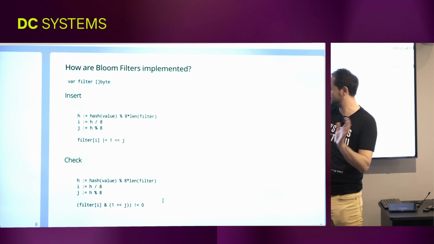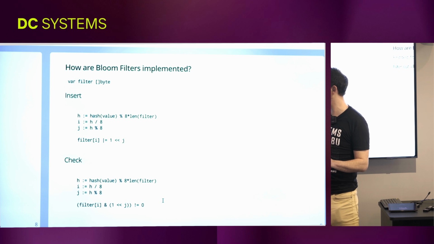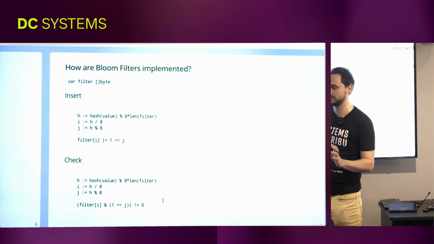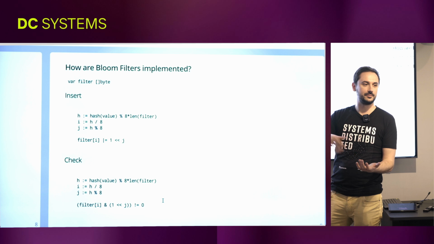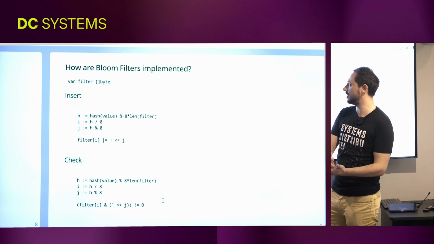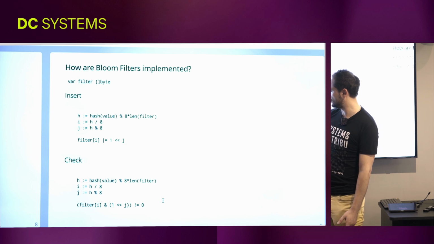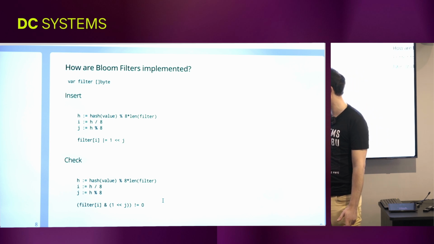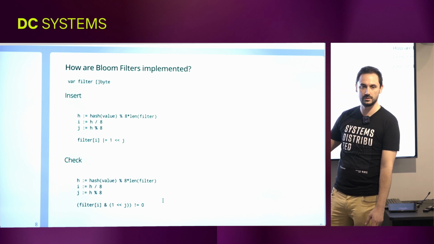You hash it, you put it within the filter, and then you find which byte and which bit you're supposed to set in that byte array to tell that the value is in it. And then same thing for checking, you're just doing the reverse operation at the end. So instead of writing, you're just reading if the value is 1 or 0.